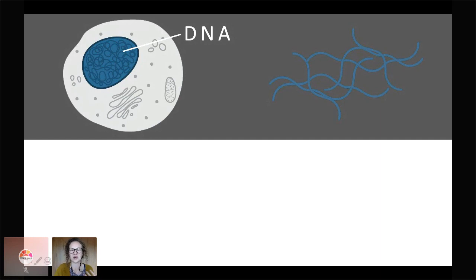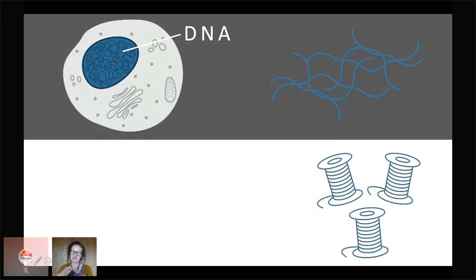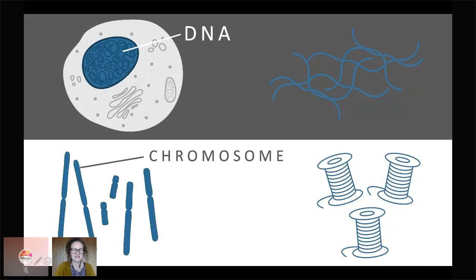So if we were thinking about how we would do this with string, a way to organize string is to take each strand and wrap it around a spool. This allows you to separate each strand and move each one individually. Cells use a mechanism really similar to this to organize their DNA during cell division. They take each strand of DNA and wrap it up around proteins in order to form structures called chromosomes.